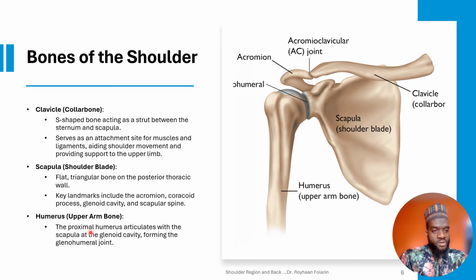Here the humerus is that part that is proximal, that articulates proximally with the scapula at the glenoid cavity, thereby forming the glenohumeral joint.